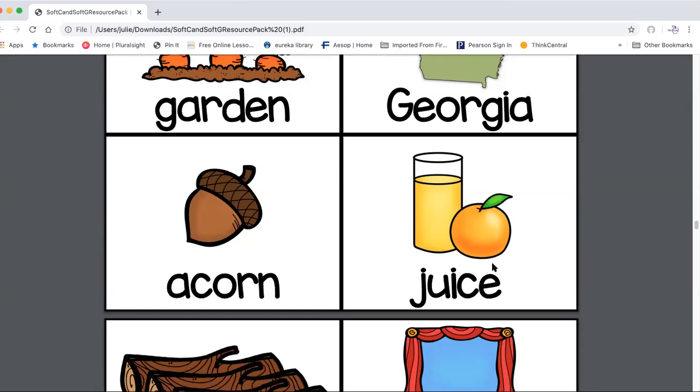What I want you to do for today is you're going to read a book, read a magazine, or do something like that. And I want you to find 6 words that have a soft C and 6 words that have a soft G. And you're going to write those 6 words down in your Google Doc that I'm assigning to you. Okay, so maybe you read some books on Epic, maybe you have a book at home you can look through.